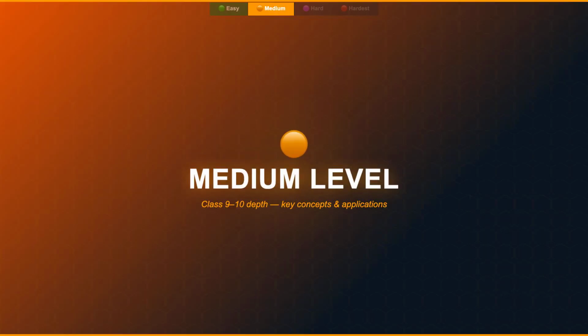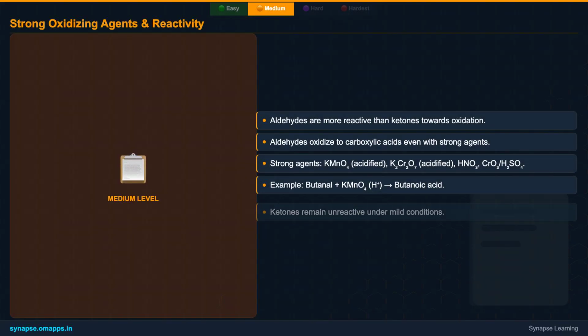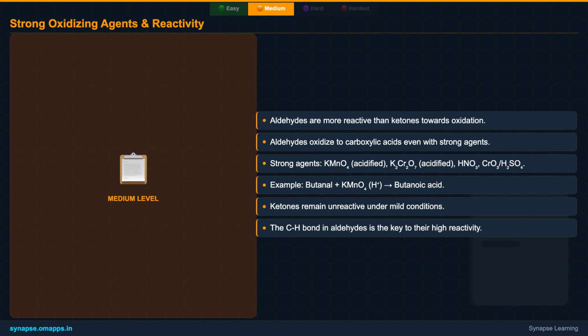Ready to go a bit deeper? In the medium level, we'll explore stronger oxidizing agents and the more complex behavior of ketones. Recap: aldehydes are easy to oxidize because of their C-H bond, forming carboxylic acids. Ketones, lacking this bond, are resistant to mild oxidation. But what if we use stronger agents? Aldehydes can also be oxidized by powerful reagents like potassium permanganate or dichromate, still yielding carboxylic acids. The key takeaway is their inherent reactivity due to that C-H bond.